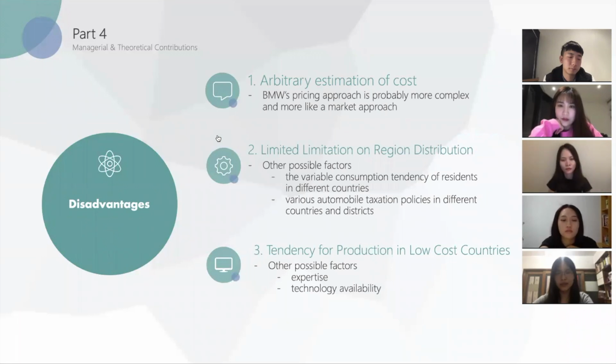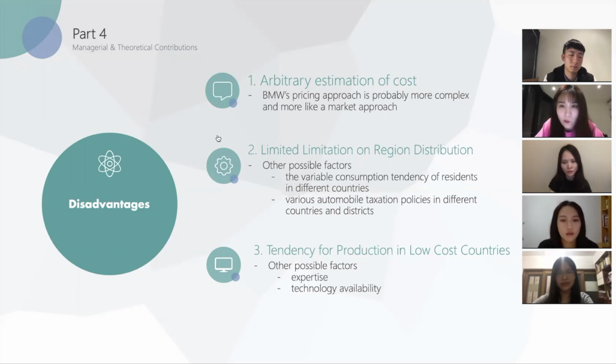There are also some obvious disadvantages due to unavailable production costs and the fact that we use a pure quantified model. Firstly, we estimate our cost arbitrarily. Since BMW is a high-end brand, the pricing approach is probably closer to a market-based approach than a cost-based one. Secondly, we fail to consider some other possible factors when calculating the region distribution.